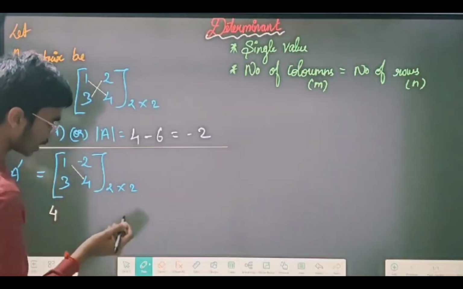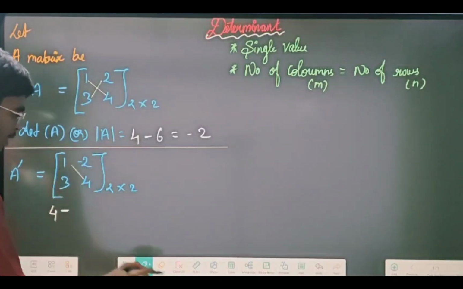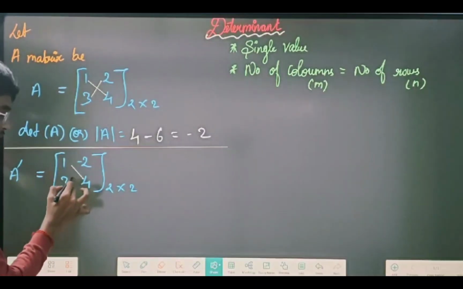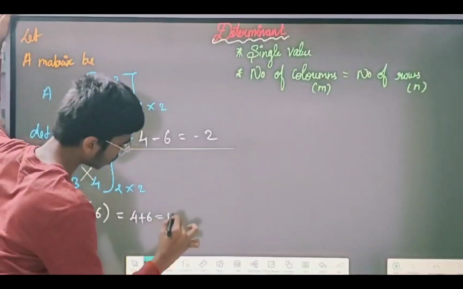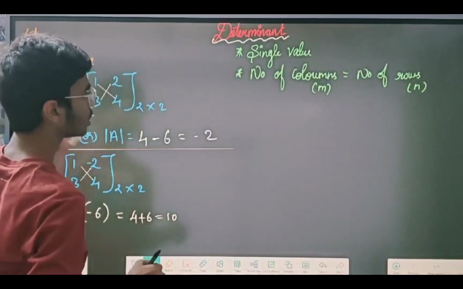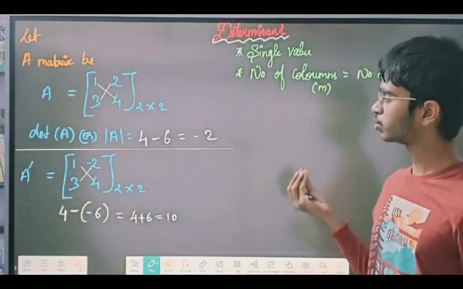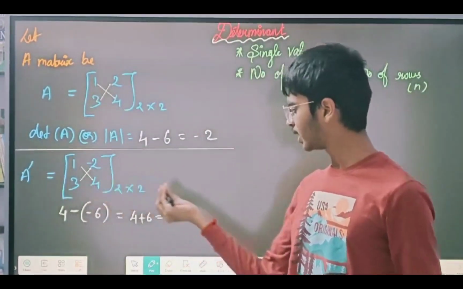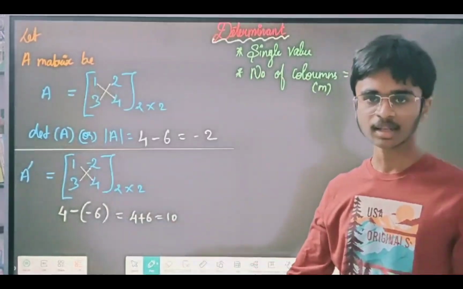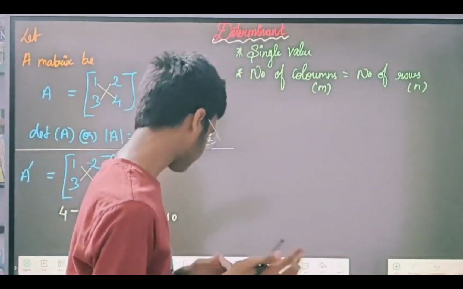Then I'm going to subtract it, and I'm going to multiply this 3 with this minus 2, which is equal to 10. So this is what it is: for a 2 into 2 ordered matrix, you have to find the determinant, and this determinant is going to be 10. So this is what the value of the determinant is going to be for a 2 into 2 matrix.